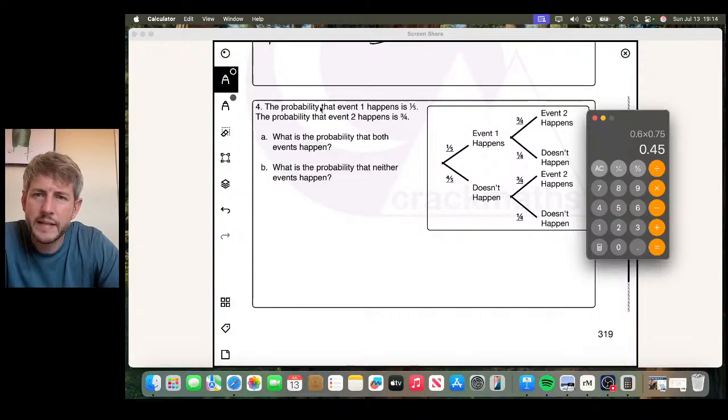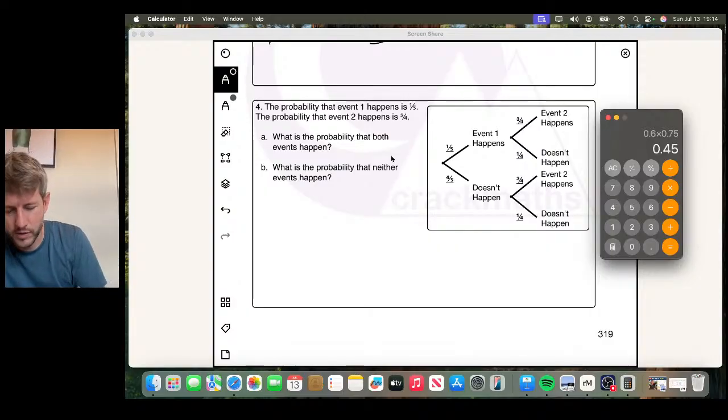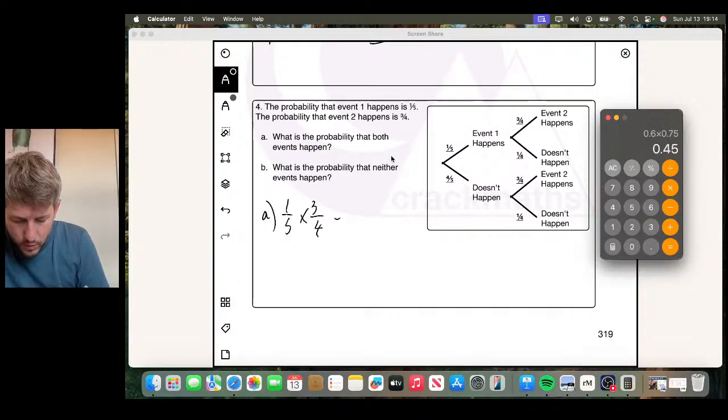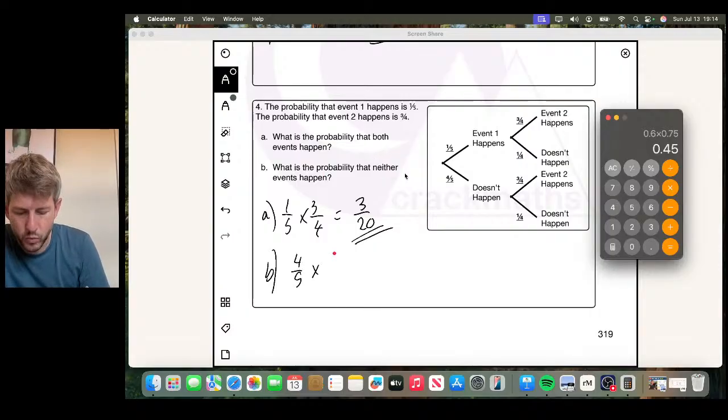For what is the probability? The probability that event 1 happens is 1/5. The probability that event 2 happens is 3/4. What is the probability that both events happen? Okay, right, so here we go. Event 1 happens, event 2 happens. We've got 1/5 times 3/4, which will be 3/20. And then for B, what is the probability that neither events happen? That's going to be 4/5 times 1/4, which will equal 4/20.